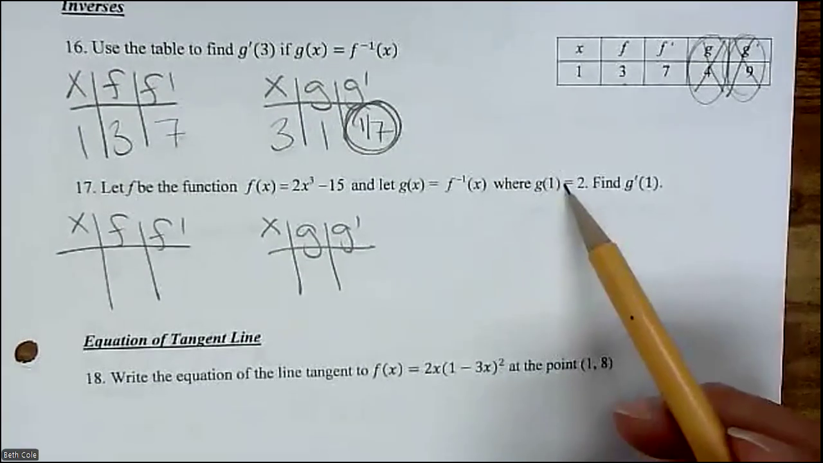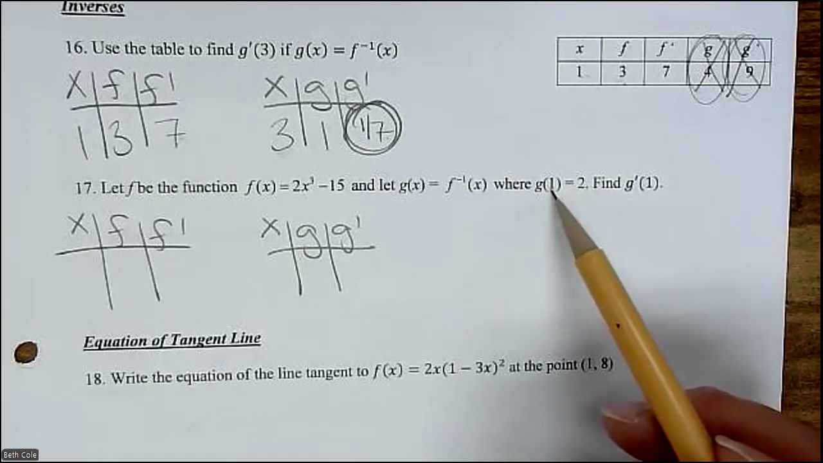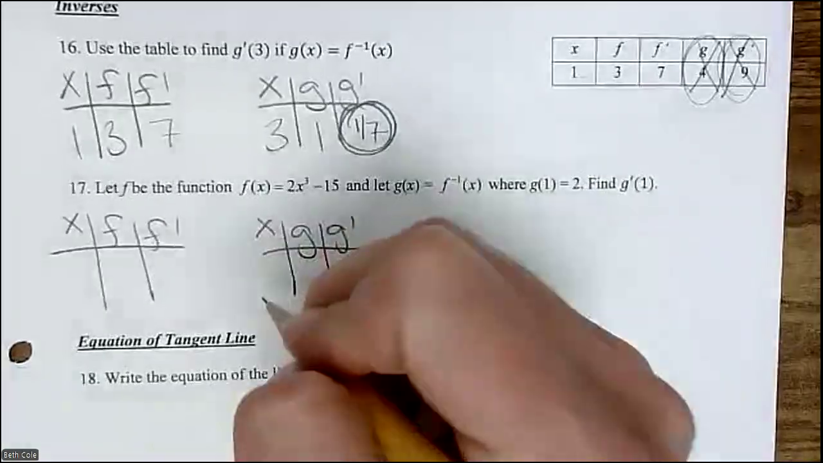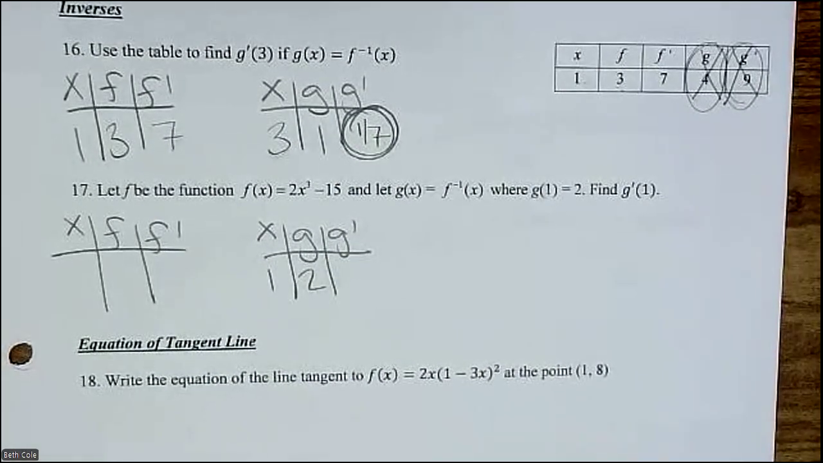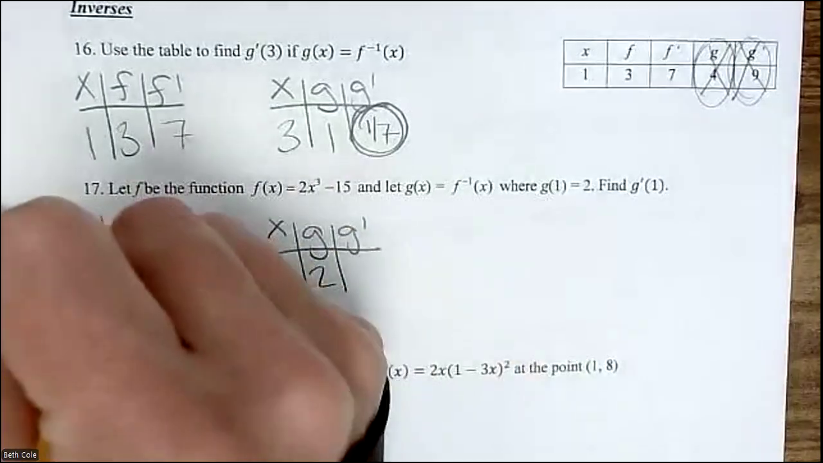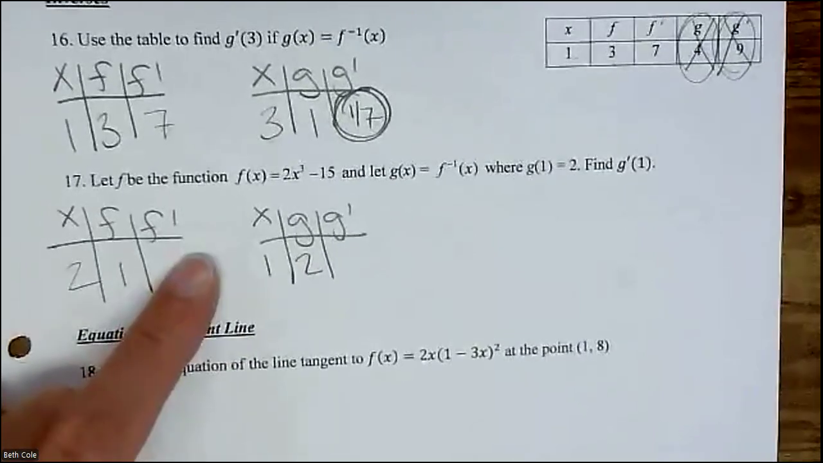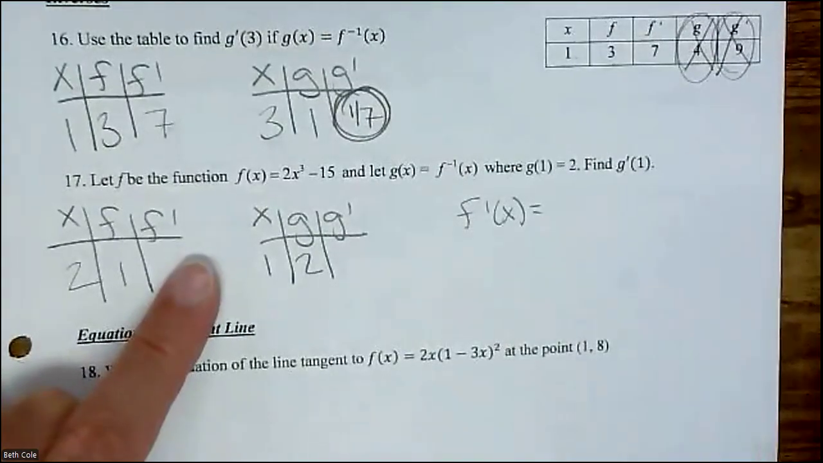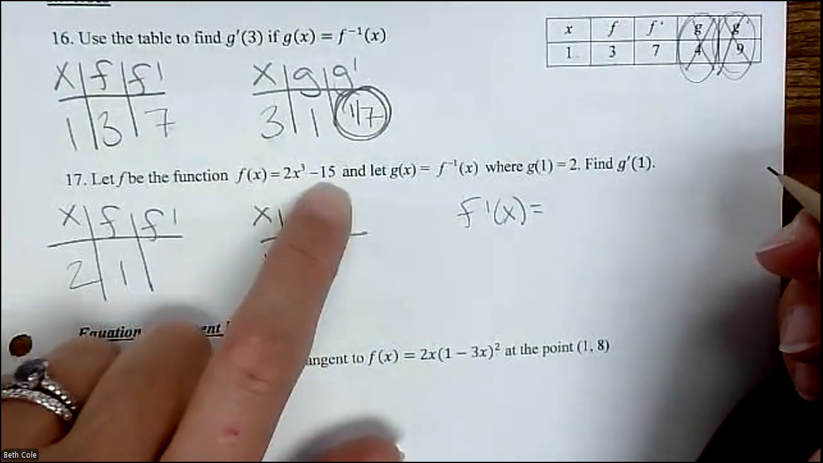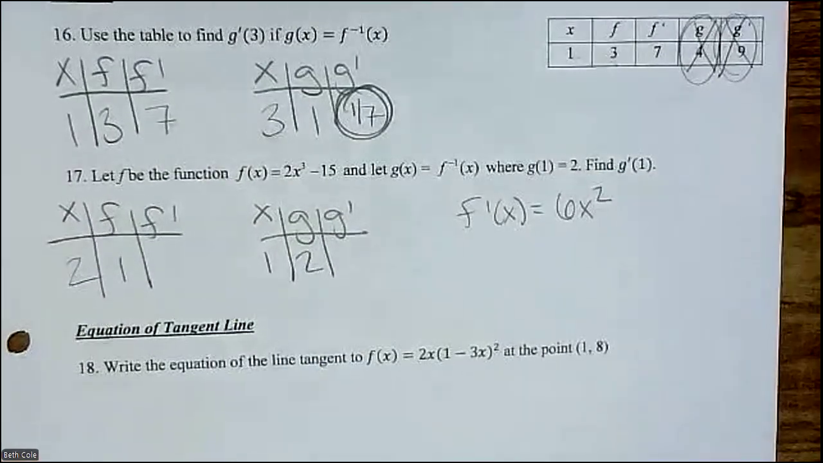Now it says G of 1 equals 2. See that there? So in the G column, I'm going to put 1, 2. So good, that means in the F chart, it's going to be 2, 1. Now you need a derivative. This is going to be the easiest derivative you do all day. What is your derivative for this function? 6x squared.